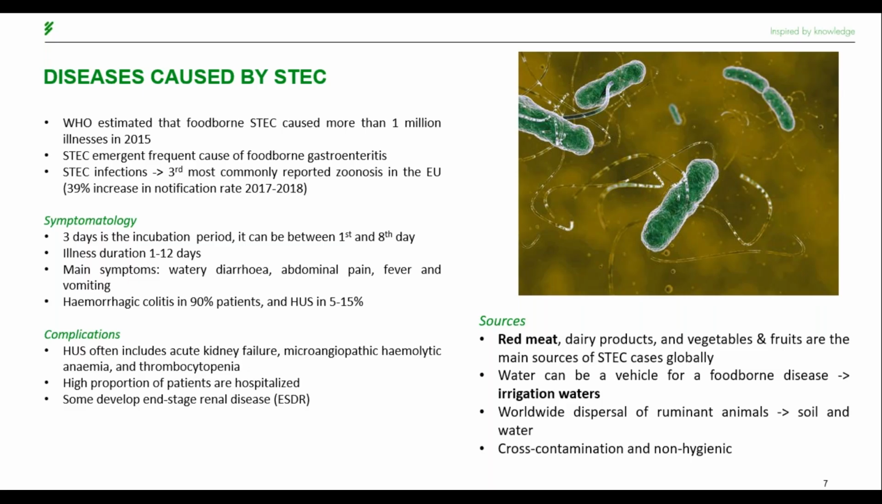Let's move on to the diseases caused by STEC. In 2015, the WHO estimated that foodborne STEC caused more than 1 million illnesses. Therefore, STEC has emerged as a frequent cause of foodborne gastroenteritis, both sporadically and in outbreaks, creating a substantial risk of hemolytic uremic syndrome, HUS. STEC infections in humans were the third most commonly reported zoonosis in the EU and increased from 2014 to 2018. The EU notification rate had a 39% increase in 2018 compared to the previous year.